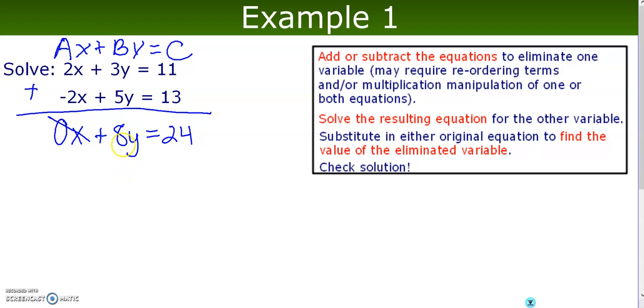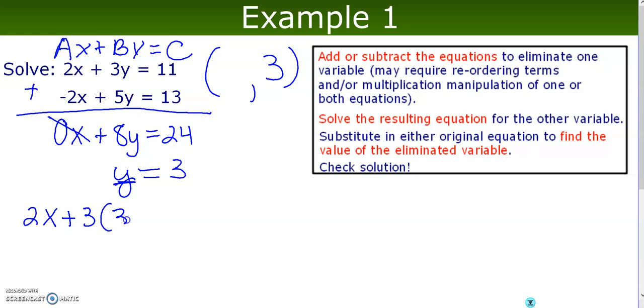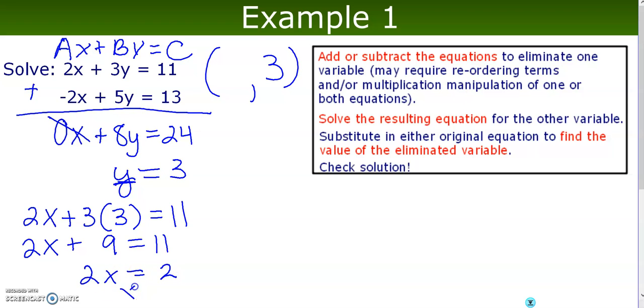And we're going to solve by dividing by 8 on both sides, and we'll get our y to be 3. Remember, in a system, your answer is an ordered pair. So 3 is the y value of our ordered pair. Now we're going to take that 3 and plug it in for y in either equation. I'm going to use the top equation just because that looks easy to me, so we'll try that. We have 2x plus 9 equals 11. Solve a two-step equation. We'll have 2x equals 2, and our x should be 1.